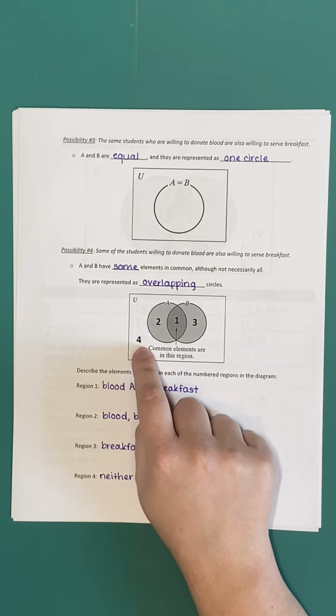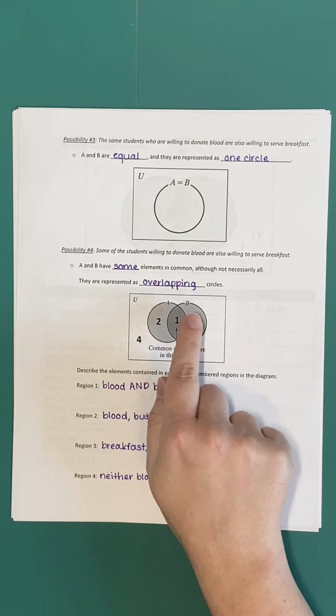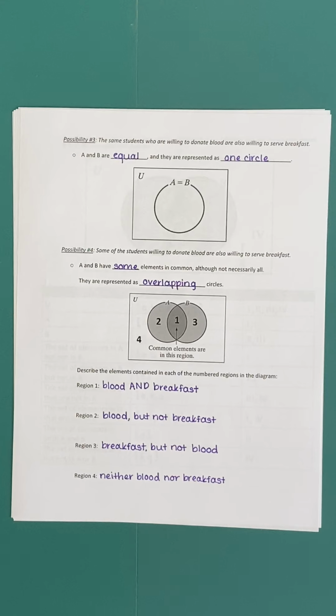And then region 4, we can't forget those people. Remember, they're in the universal set, but they haven't been further grouped into the circles representing our survey results. So that means they were surveyed, but they didn't actually volunteer for either activity.